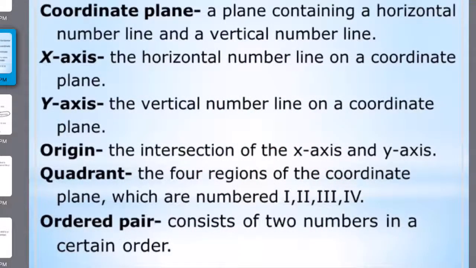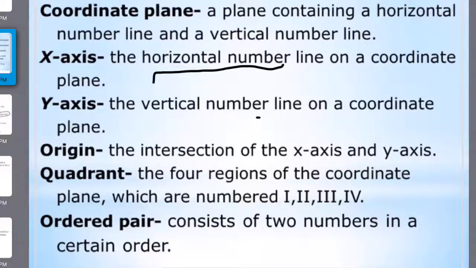Now let's take a minute and look at the actual vocabulary words and their definitions for all of the words that we just discussed. A coordinate plane is a plane containing a horizontal number line and a vertical number line. The x-axis is your horizontal number line.